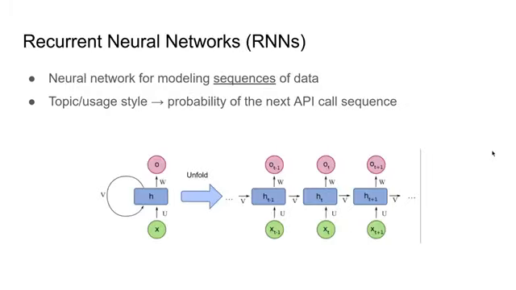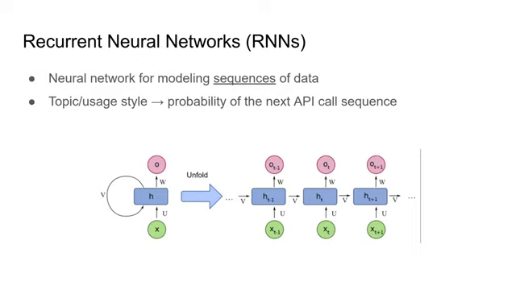The second piece of the puzzle is recurrent neural networks, or RNNs. I assume people know what neural networks are, but RNNs are neural networks which specifically model sequences of data, so data through time. When you have the topics and usage styles which have been pulled out by this topic model, these are inputted into the RNN. What it'll do is, given a set of topics, it'll determine the probability of the next API call sequence. You can see an example of that at the bottom.